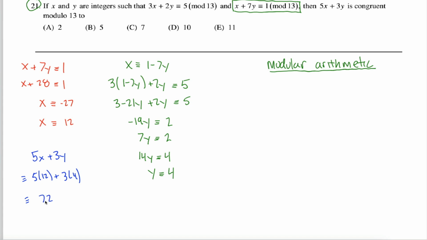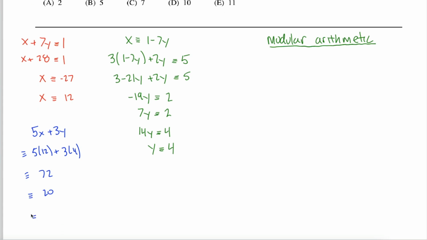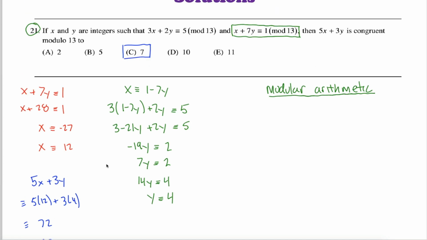Let's see, 13 times 2 is 26, and 26 times 2 is 52. So this is congruent to 20. Subtract one more 13, and we get that this is congruent to 7. Yeah, we probably should have subtracted 5 13s at this step, but 4 13s was easier for me to do in my head. Anyway, 7's our answer. 7 is C. We're done with the problem.